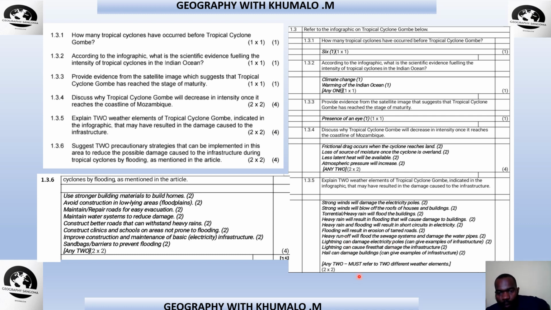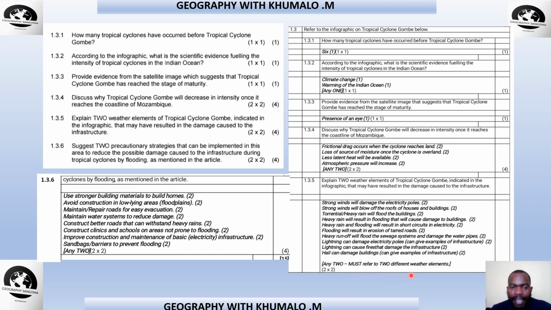The other one says heavy rainfall and flooding will result in short circuits in electricity. Flooding will result in erosion of tarred roads. The roads will crack and they'll be washed away. Heavy runoff will flood the sewage system and damage the water pipes. Lightning can damage electricity poles. Lightning can cause fires that can damage the infrastructure.